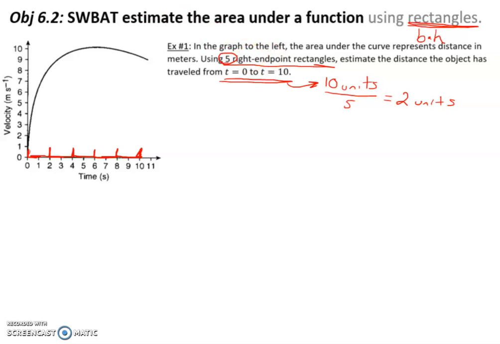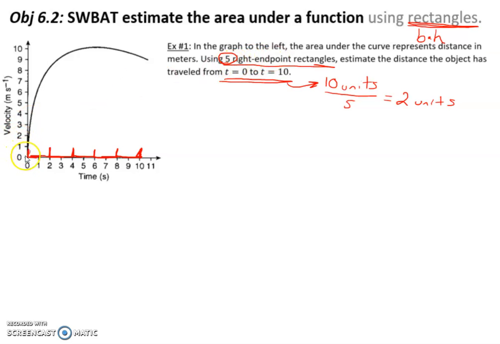Now the right endpoint tells you the height. So the fact that it's on the right means, I'm going to switch colors here. It means that in this first rectangle, I could either use the height on the left side or the height on the right side or the height in the middle. And we use the height on the right side because it told us to.